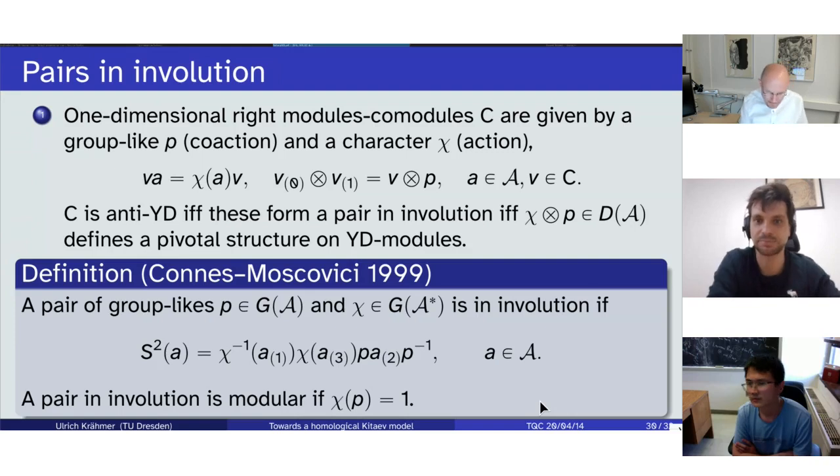But I thought a finite dimensional Hopf algebra always has an invertible antipode. Yes. But we don't need finite dimensional. This is any Hopf algebra.